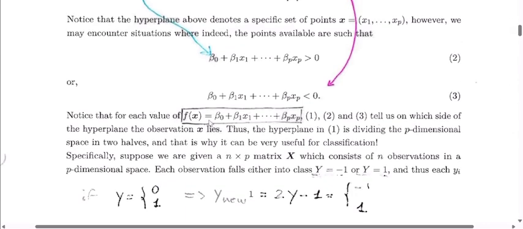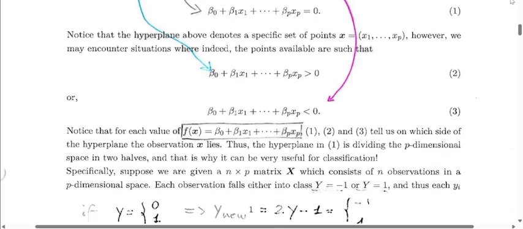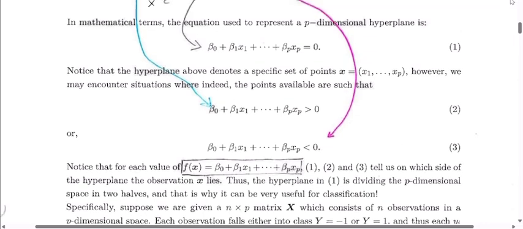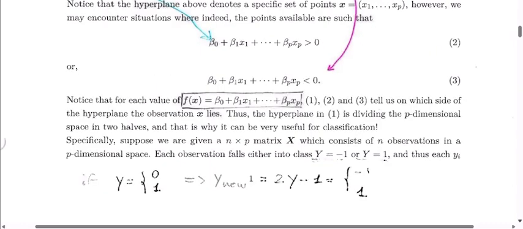You can see our f of x, okay, the 1, 2, and 3, the one that is equal to 0, greater than 0, less than 0, they're telling us a story, okay? They're just telling us the side where the x lies. The moment I know equation 1, then it is 0, 1. Above that, below that. That's what I mean. So it's like it's dividing the p-dimensional space into two halves. That's what we have. Okay, it's dividing that into two halves.